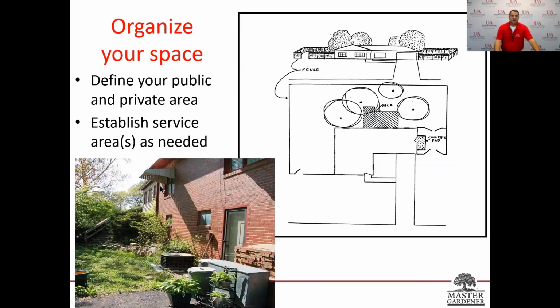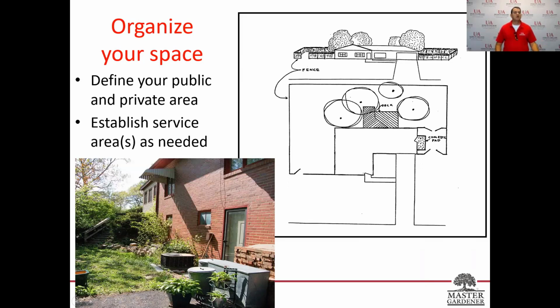When you organize your space, you need to define the public areas, which most people think is the front part, versus the private areas, which are usually the back part of the residence. You also need to pay attention to the established service areas as needed. For instance, do you see this air conditioning unit? When you're planning a landscape, if it's viewed from the public area, you might want to think about screening it with a fence or with evergreen shrubs. Or if that is sitting close to a patio that you're going to be entertaining on, when that air conditioning service kicks on, it's going to make a sound. So you might want to plan for that.